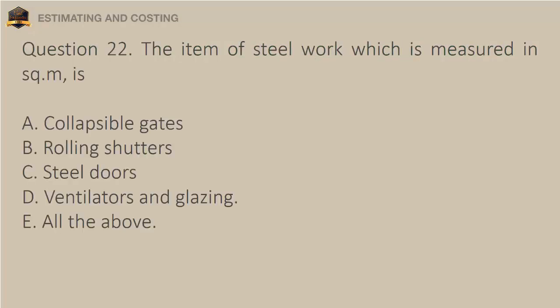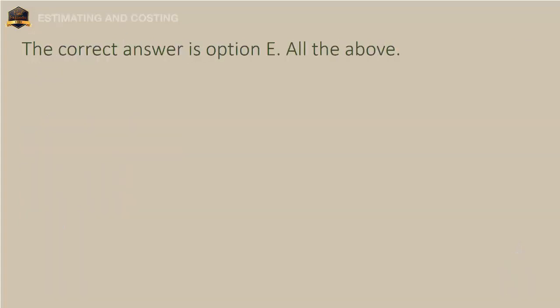Question 22. The item of steel work which is measured in square meters is A. Collapsible gates. B. Rolling shutters. C. Steel doors. D. Ventilators and glazing. E. All the above. The correct answer is option E. All of these.